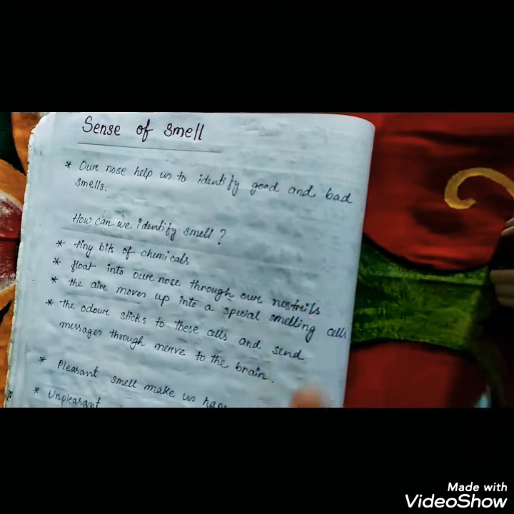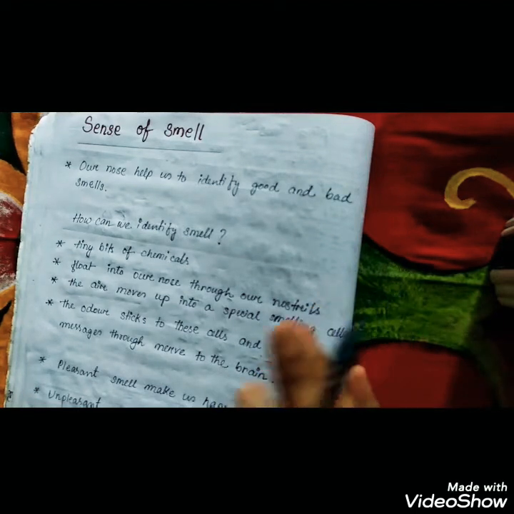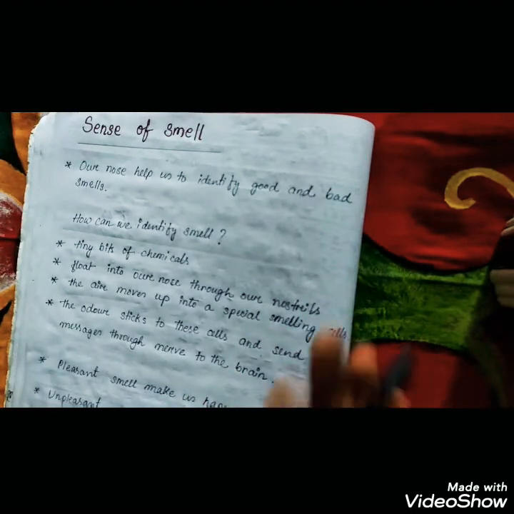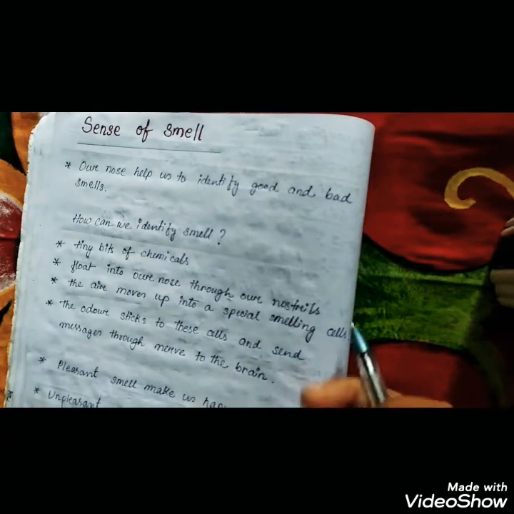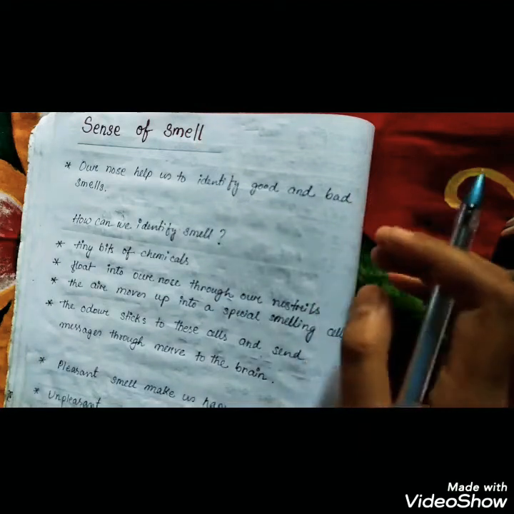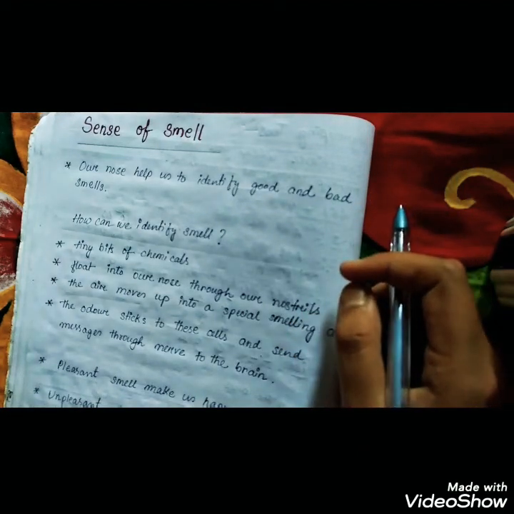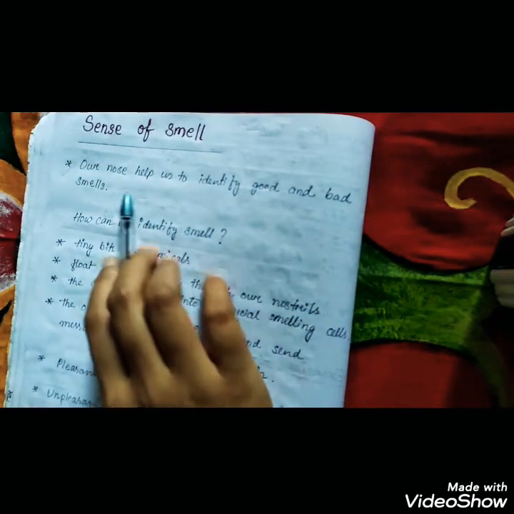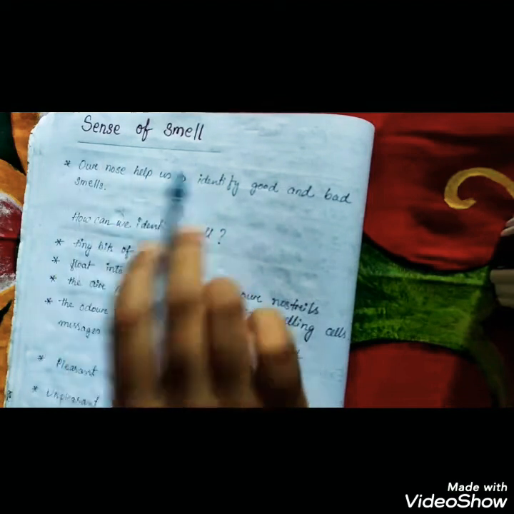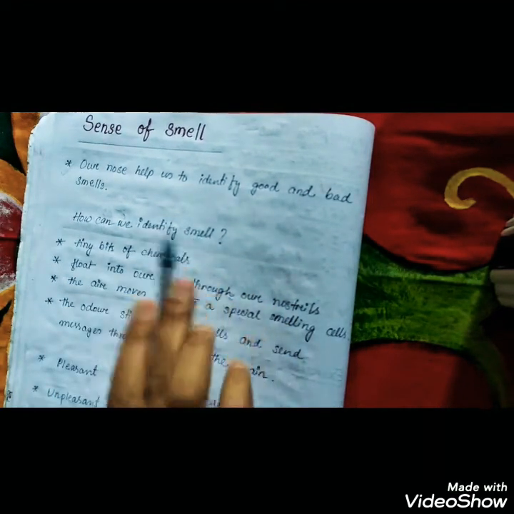Okay, so let's start. We all know that just like the other senses, like the sense of touch helps us to identify objects, our nose helps us to identify good smell and bad smell. We get a pleasant smell when we walk past a rose or a jasmine plant with flowers on it. However, when we walk past a seashore or a garbage dump, we get a very bad smell, right? So you can see here our nose is helping us to identify good smell and bad smell.